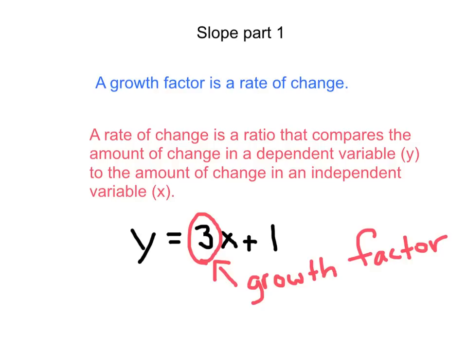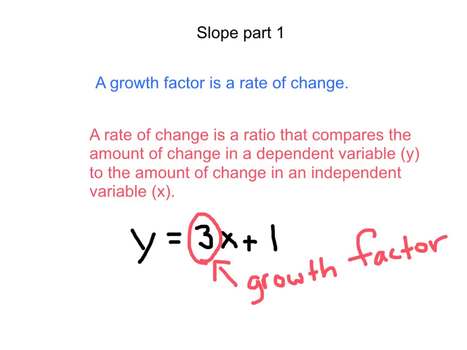First of all, a growth factor is a rate of change. And a rate of change is a ratio that compares the amount of change in a dependent variable to the amount of change in an independent variable. Here we have an example of an equation, y equals 3x plus 1. Notice that the 3 is circled. The 3 is the growth factor in this equation.